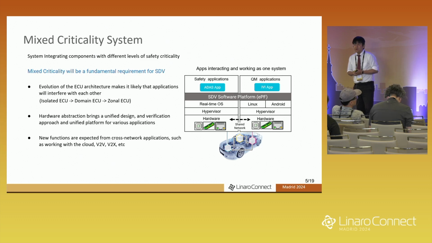Our next point is that hardware abstraction brings a unified design and verification approach and a unified platform for various applications and of course various hardware. The final point is that new functions or new features are expected from, for example, cross-network applications such as applications working with vehicle and cloud, or vehicle to vehicle, or vehicle to something, and so on. Yes, for these reasons, we must assume mixed criticality system in SDV.